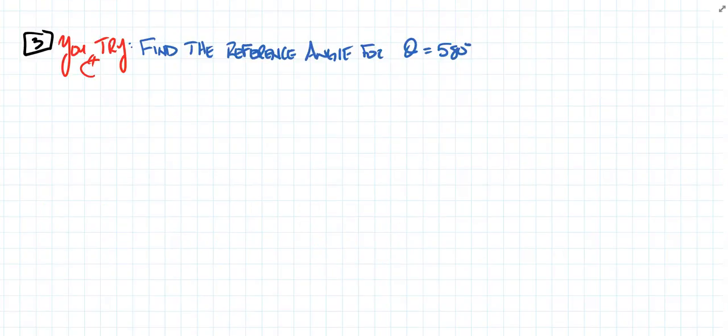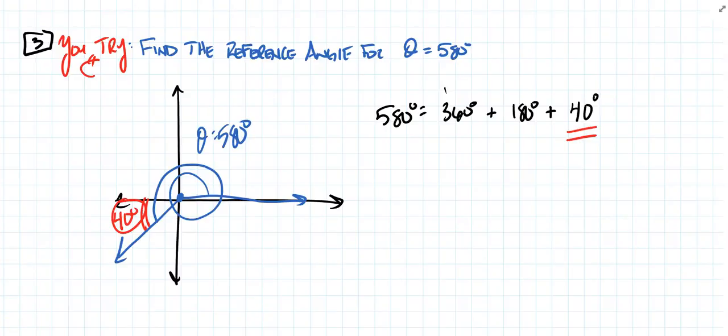Okay, here's a You Try. Find the reference angle for theta equals 580 degrees. I hope you got the right answer of 40 degrees. The way that I did that was I took 580 and went around one full revolution, which is 360. I did half a revolution more at 180, and then the leftover part gave me a 40-degree angle. So therefore, 580 degrees has a reference angle of 40 degrees in quadrant number 3.